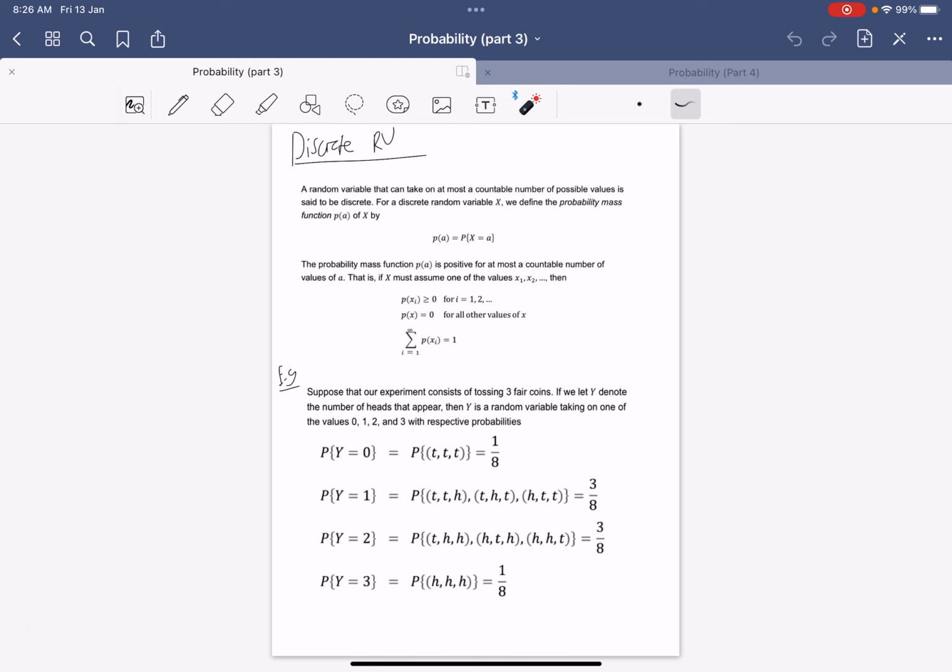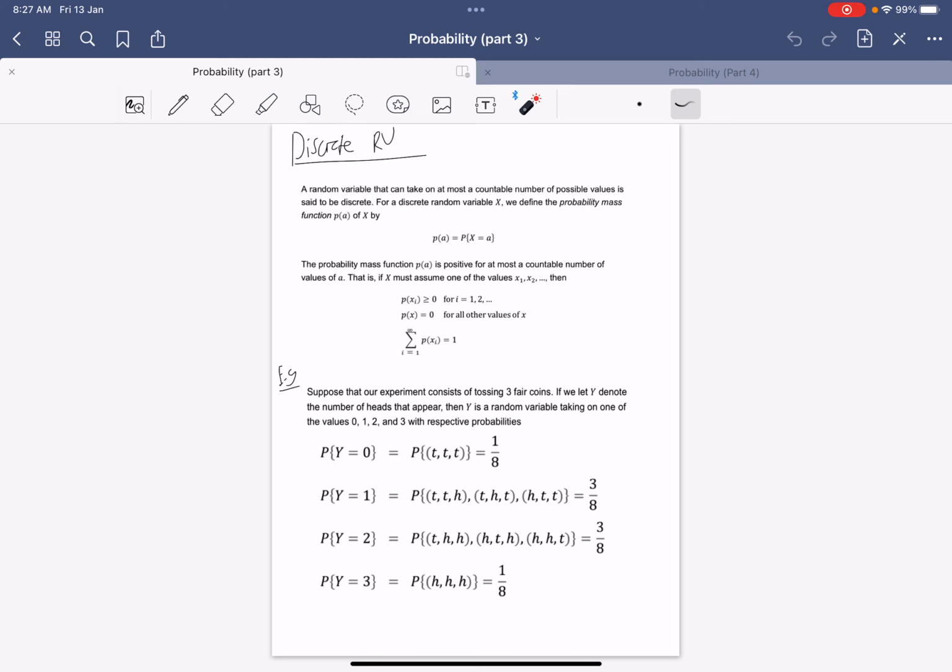There are two types of random variable, and first I'll go through what are known as discrete random variables. These are random variables that can take on only a countable number of values, meaning they take on values like x1, x2 all the way to infinity, or it could be finite. So it's a countable number of possible values. We can define the probability mass function as the probability that X equals a.